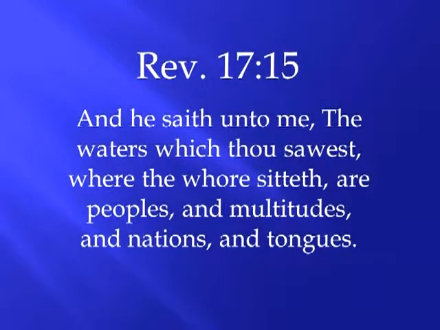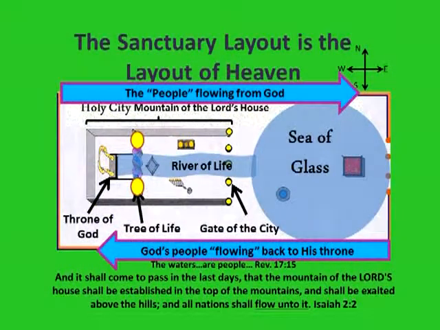Revelation 17:15: And he said unto me, the waters which thou sawest, where the whore sitteth, are peoples and multitudes and nations and tongues. So here we see people flowing out to the sea. Isaiah 2:2 says, and it shall come to pass in the last days that the mountain of the Lord's house shall be established in the top of the mountains and shall be exalted above the hills. Remember, this is a mountain surrounded by seven other mountains. And all nations shall flow unto it. So here it's talking about people flowing back to God's throne.